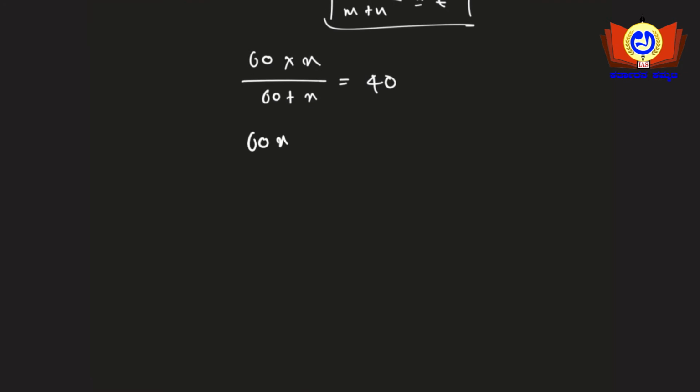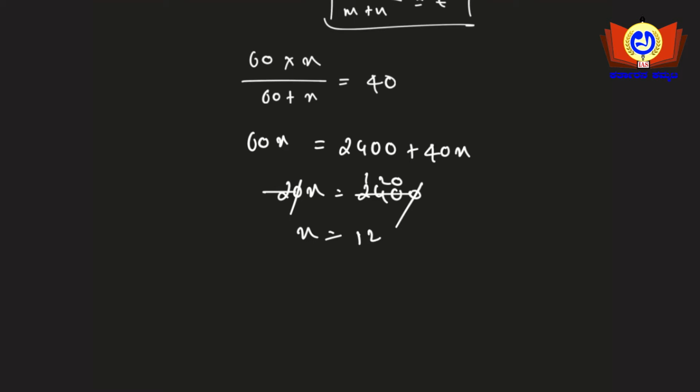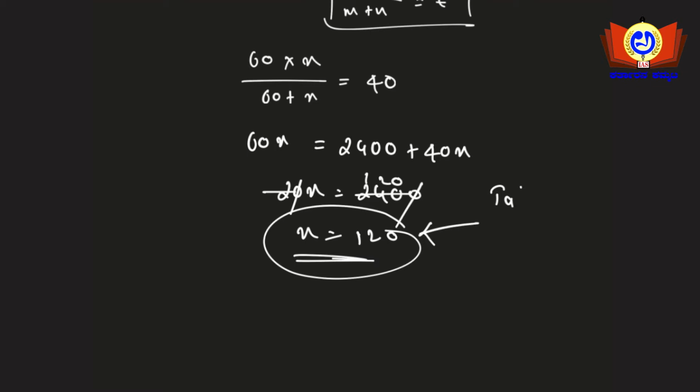So 60X, 4 6s are 24, plus 40X. So 20X will be 2400. X will be 120. So what is this X? Time taken by tap B alone to fill the tank. Easy, right? If you remember the formula, the substitution becomes much easier. The other method is the conventional method, and I'll also be solving this in the conventional method here.